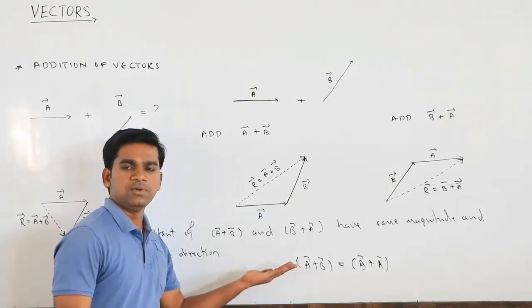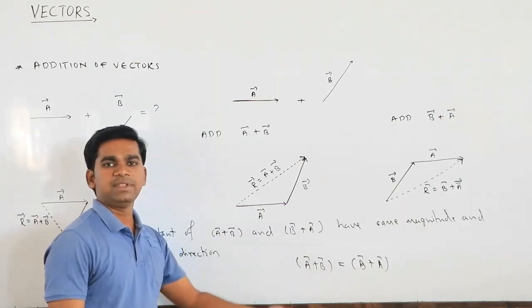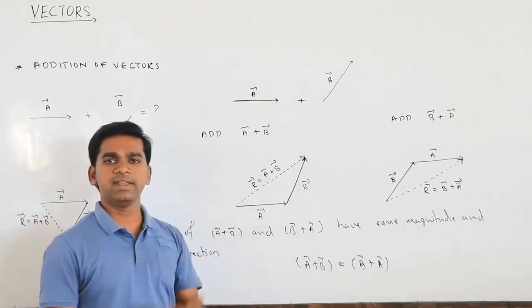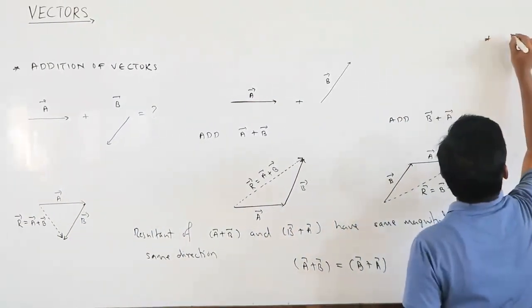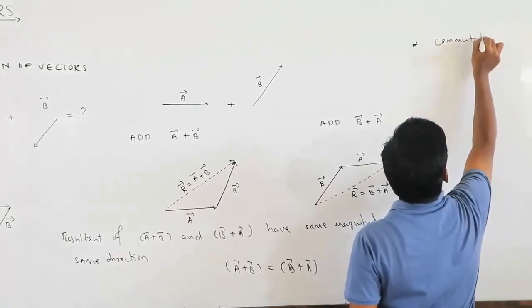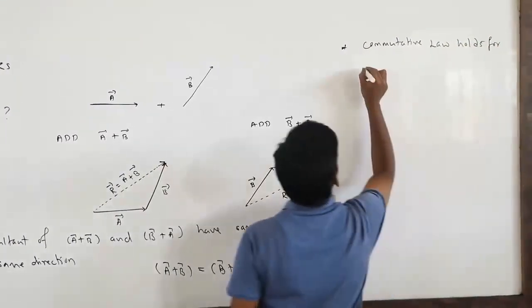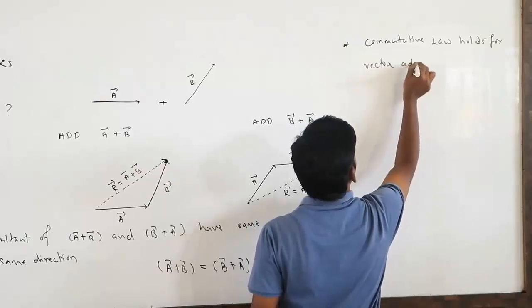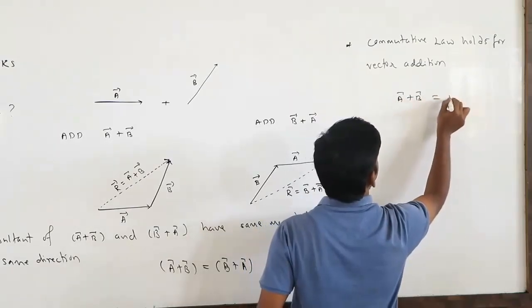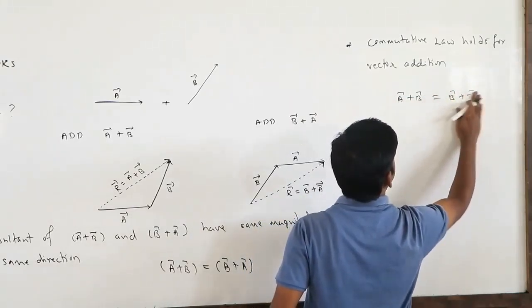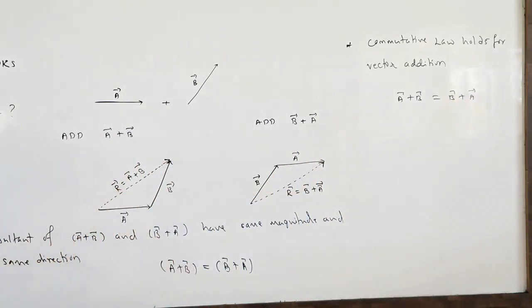What is this? You must have studied this in your high school. This is what we call the commutative law. That means vector addition holds for the commutative law. So I can write here: commutative law holds for vector addition. That is nothing but A plus B is equal to B plus A. This is the first property of vector addition.